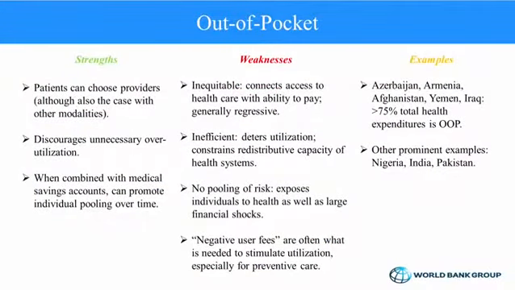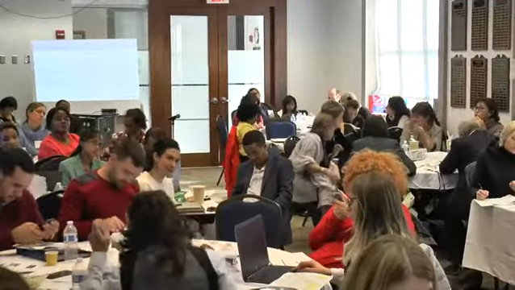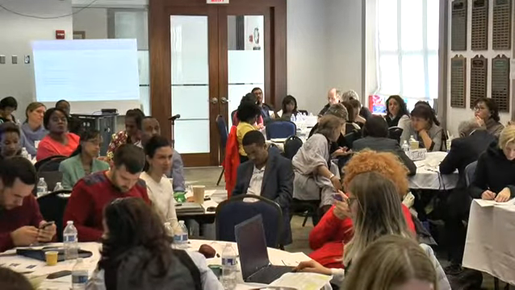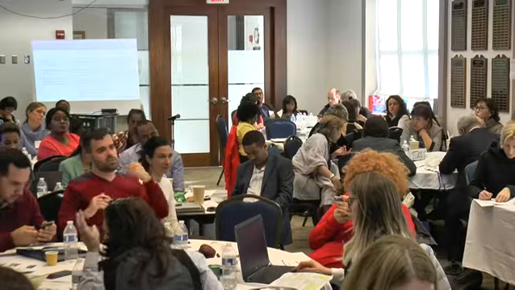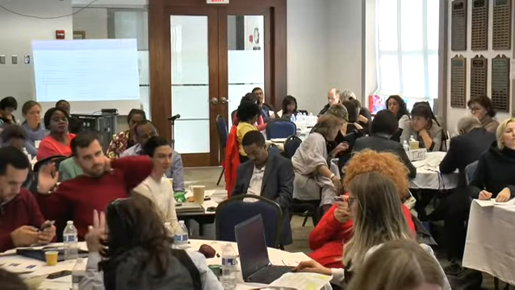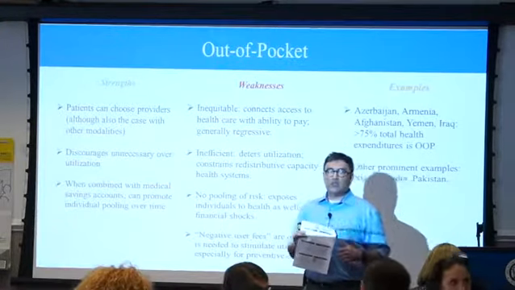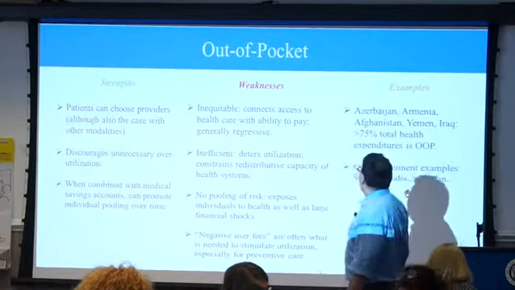It deters utilization. If you have to pay out of pocket, you're less likely to go and seek care, especially preventive care. In fact, in many low and lower middle income countries, you actually need to have negative out-of-pocket payments for prevention. What are negative out-of-pocket payments? It's like conditional cash transfer, especially because you want to encourage utilization. You want people to come in for preventive care so as not to create problems later.